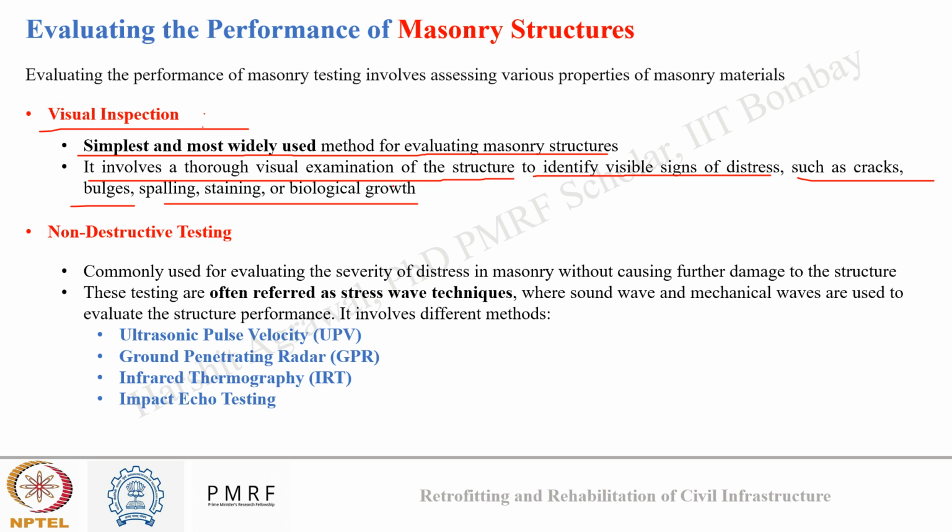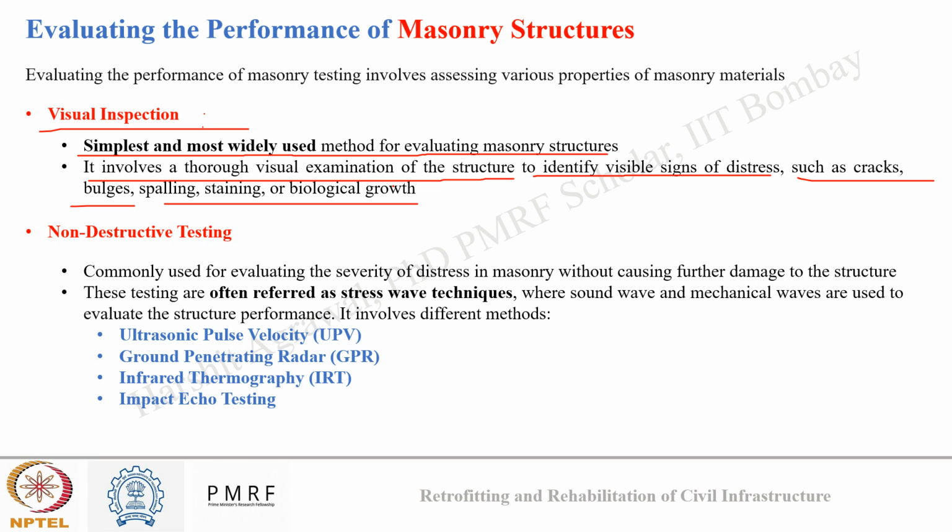We saw in the previous few slides how distress can appear on masonry. By conducting a visual inspection, we can see what kind of distress is there on the masonry, and we can judge the reason behind that distress, which is an important part of evaluating the performance of a masonry structure.